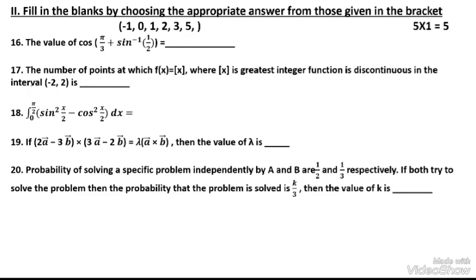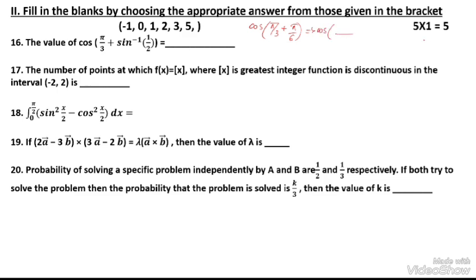Now, the first question. Find the value of cos pi by 3 plus sine inverse of 1 by 2. Okay, I will take here cos of pi by 3 plus sine inverse of 1 by 2. Sine inverse of 1 by 2 will be pi by 6. I will directly take the value. Now, pi by 3 plus pi by 6. I will take the adding of these two values. Okay, I will take the LCM first here.